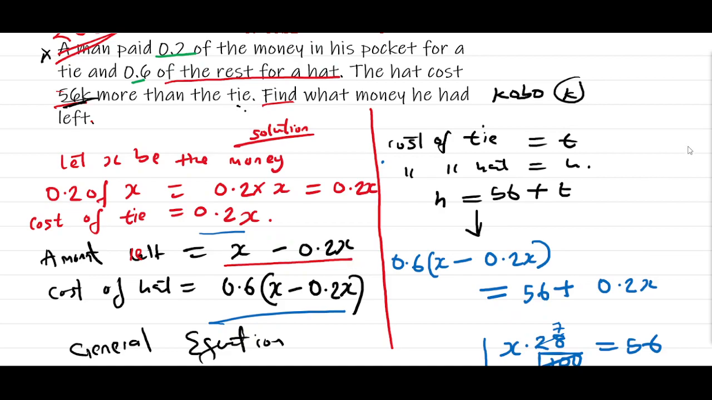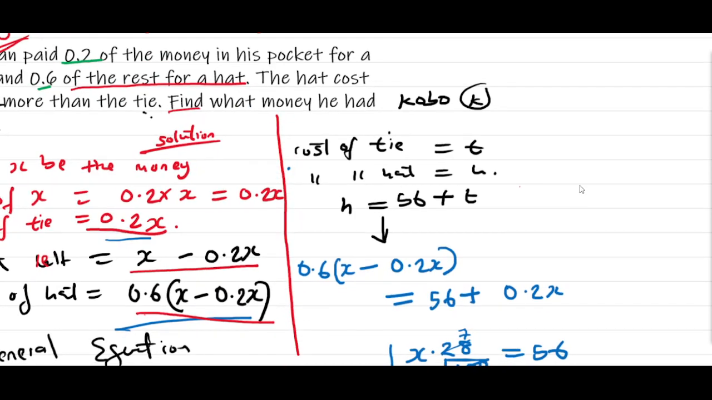So observe that he spent this particular amount for the hat. Where is that amount? What is the amount for the hat? Yeah, this amount for the hat. And then he spent this amount for the tie. So for the hat, I have to bring them down here because they're quite confusing over this.